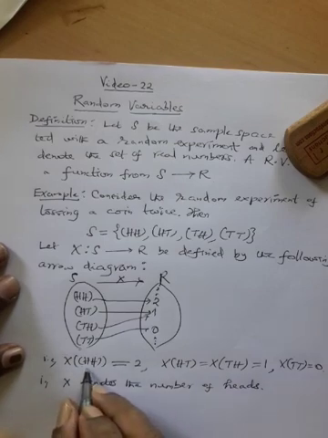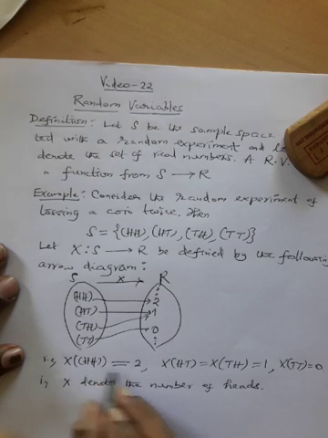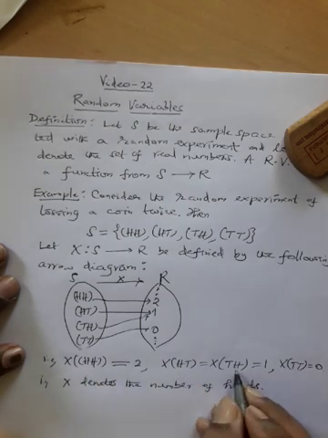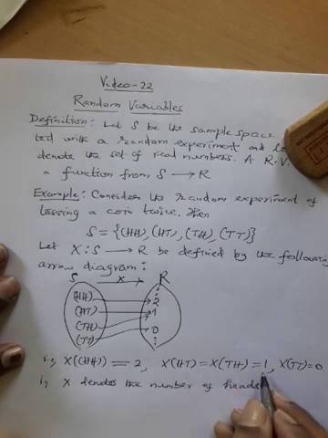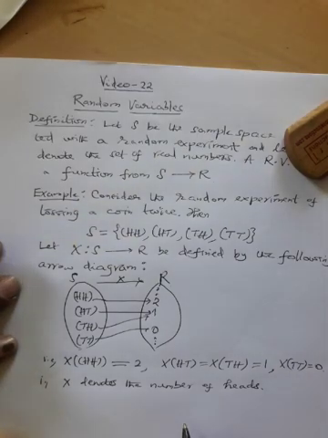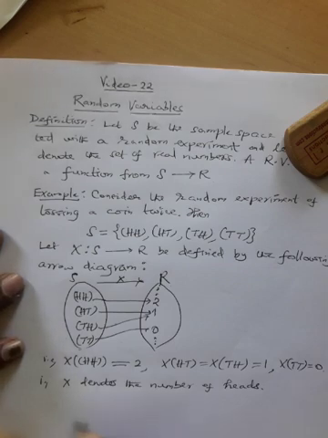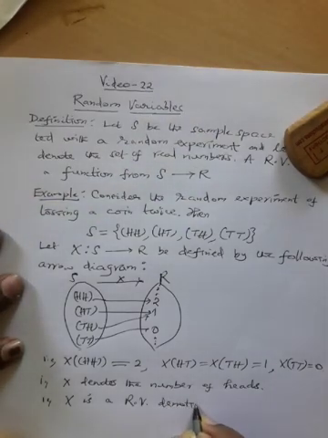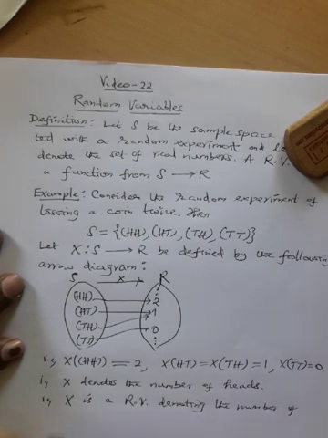In HH we have 2 heads, therefore we associate that sample point HH to 2. In HT and TH there is only 1 head, so we associate those 2 points to the real number 1. X of TT equal to 0 because there is no head. So X is a function. X denotes the number of heads. That is, capital X is a random variable denoting the number of heads.